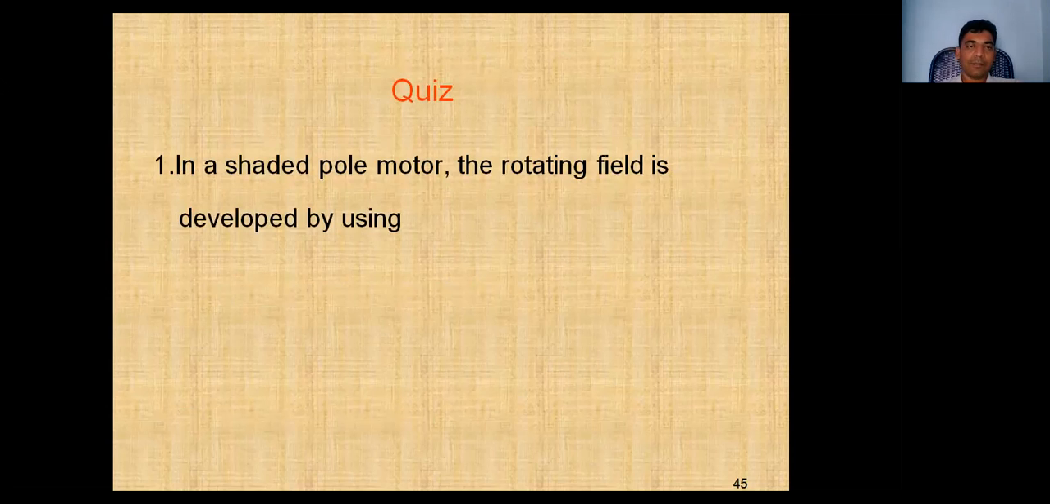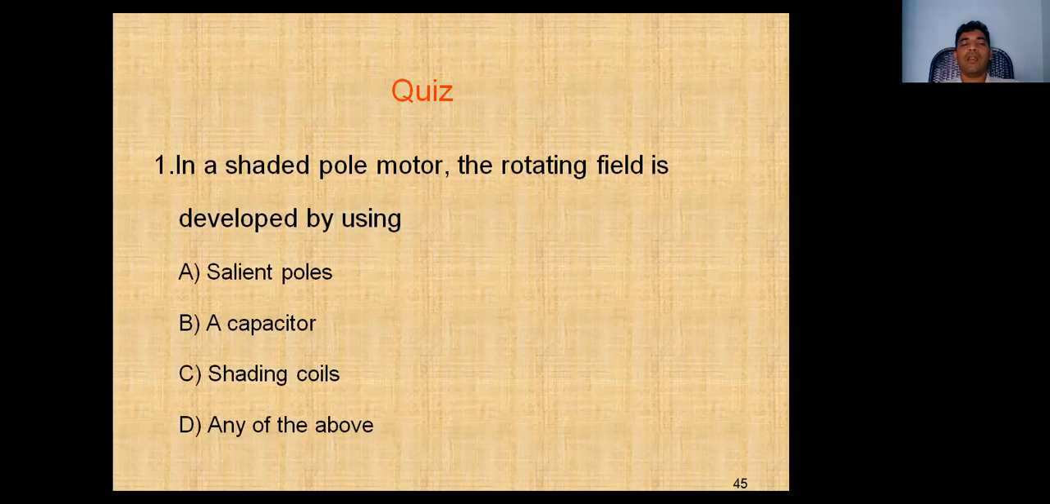Coming to the quiz: in a shaded pole motor, the rotating field is developed by using option A, salient poles; option B, a capacitor; option C, shading coils; option D, any of the above. In a shaded pole induction motor, shading coils will develop the rotating field. So the answer is shading coils.